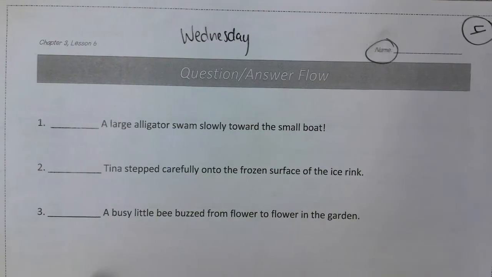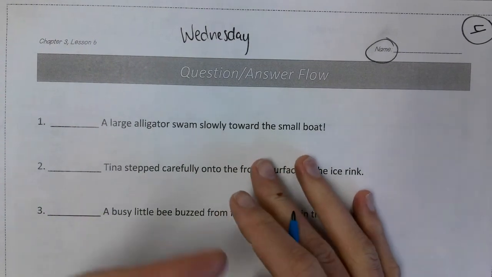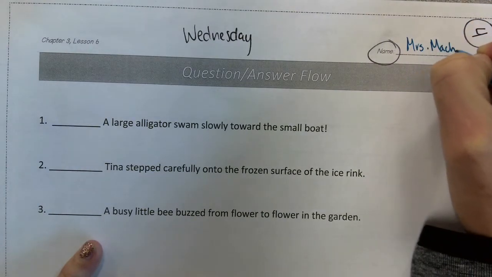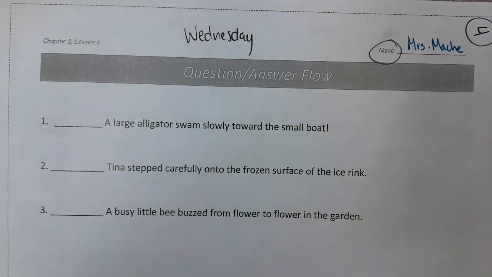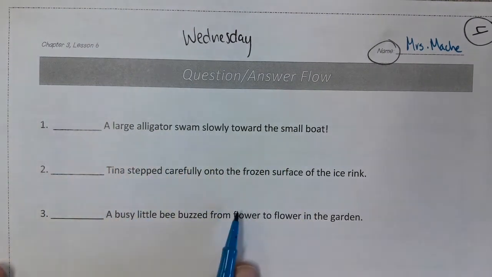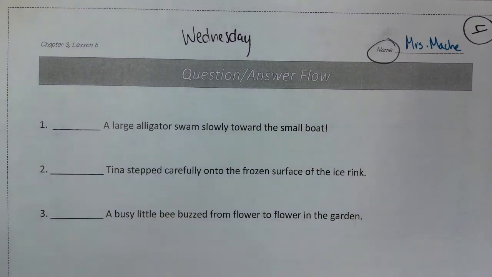Happy Wednesday, 3rd and 4th grade. Today we're going to start with our question-answer flow, and then we've got our classroom practice on the back. Put your name up at the top. I want you to go ahead and try number 1, number 2, and number 3. Try them all by yourself, and then I'll go through them with us. All right? If you try them by yourself, likely you'll get better at doing it faster than if you just always listen to me do it.